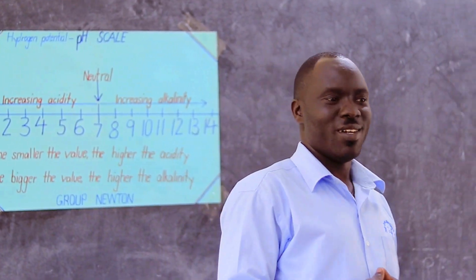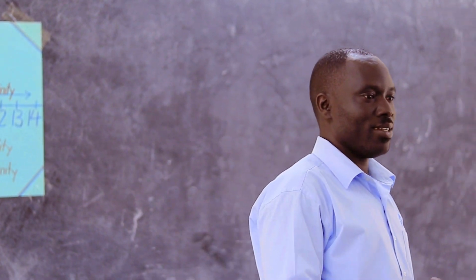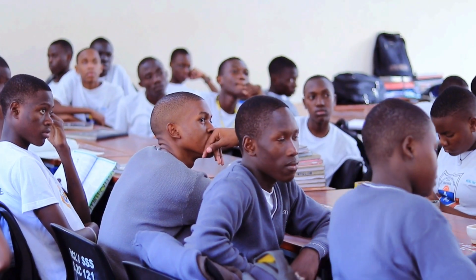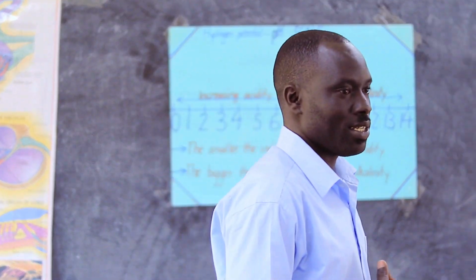Yes. Where are the members of Group 1? Group 1 is here. What are you researching about? Soil pH. The soil pH, right? Yes. Are you ready with the experiments? Yes. Then Group 2? Living organisms. The living organisms, soil organisms, right? Yes. So we shall be interested in those experiments.